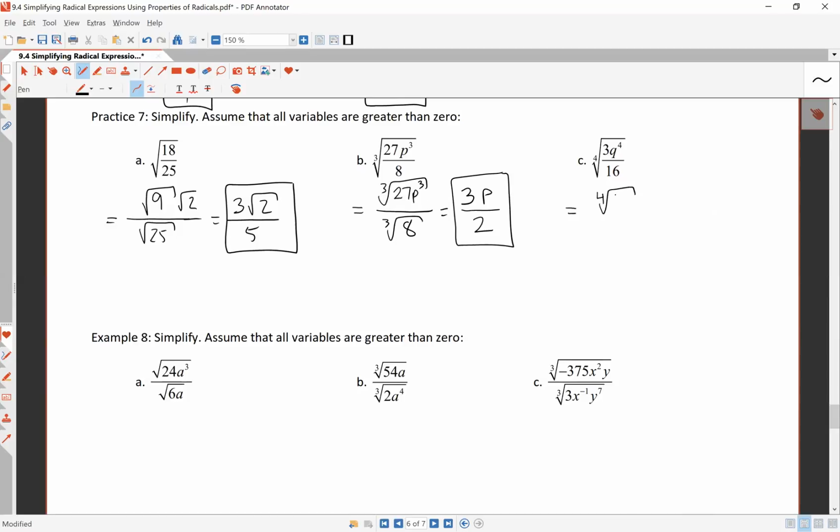Fourth root of the numerator, 3q to the fourth, divided by fourth root of 16. 16 is a perfect fourth power. It's 2 to the fourth, so fourth root of 16 is 2. Fourth root of q to the fourth is q, and the 3 is going to have to stay underneath as the fourth root of 3.